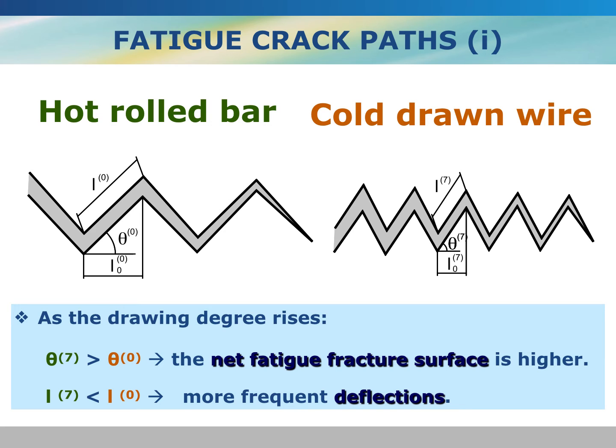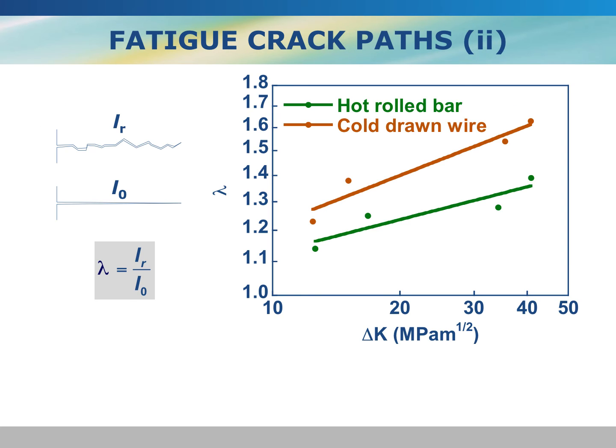As the drawing degree rises, the micro deflection angle increases, the net fatigue fracture surface is higher, theta 7 is higher than theta 0 for 7 steps of cold drawing. The micro deflection angle increases, and on the other hand, the micro deflection length, the micro branch length, decreases with cold drawing. Then we have more angle deflections and more frequent micro deflections.